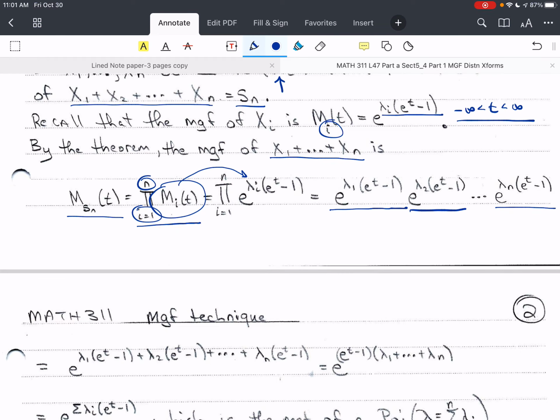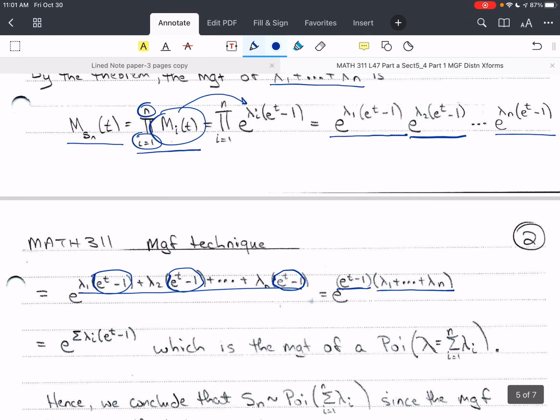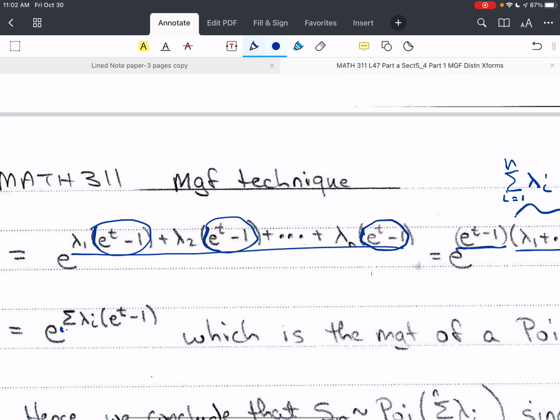And we can add the exponents. And so we end up adding the exponents, and then we notice that every one of these has the same e to the t minus 1, there's no i here, that's not changing, there's no index. So we're going to factor that out. So I've factored that out here, and we're left with lambda 1 plus lambda 2 up to plus lambda n. And I can rewrite this quantity here as the sum of lambda i from i equals 1 to n. I've left off the i equals 1 to n here just because it's so messy, but if you want, you can put it in. Okay.